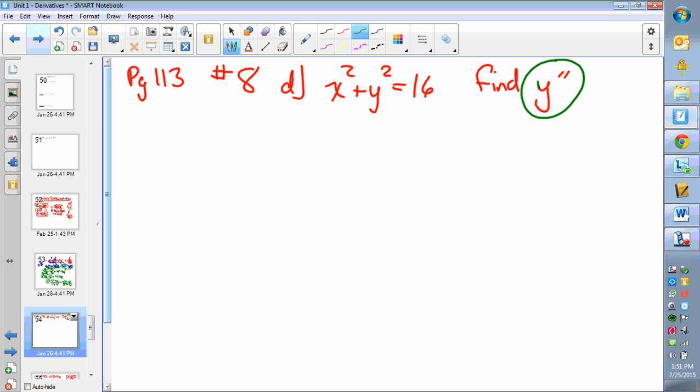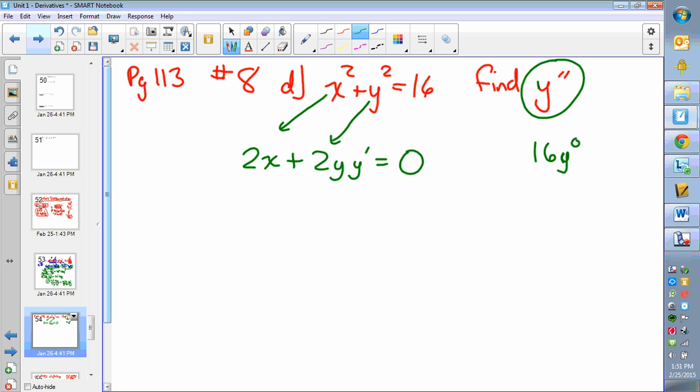You're going to take the derivative of x squared. You get 2x plus derivative of y squared, 2y, y prime. Derivative of 16 is 0. Pause for a second. Why is the derivative of 16 0? Well, 16 is 16y to the 0 because y to the 0 is 1. If you took the power rule there, you'd bring the 0 down and get 16 times 0 times y to the minus 1, and of course that is 0.